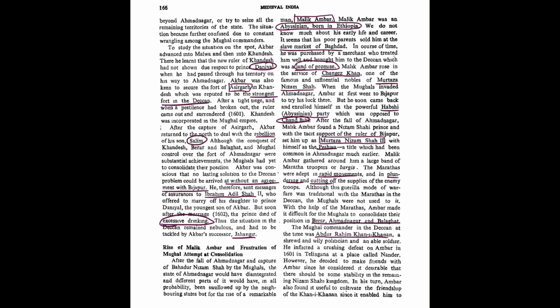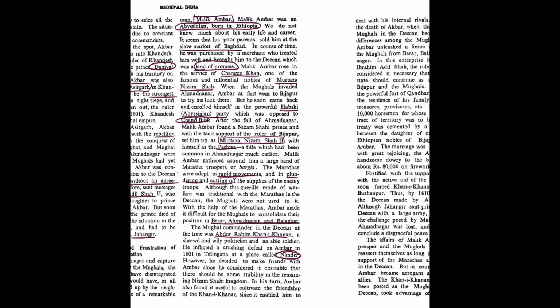He inflicted a crushing defeat on Ambar in 1601 in Telangana at a place called Nanded. However, he decided to make friends with Ambar since he considered it desirable that there should be some stability in the remaining Nizam Shahi kingdom. In his turn, Ambar also found it useful to cultivate the friendship of the Khan since it enabled him to deal with his internal rivals.